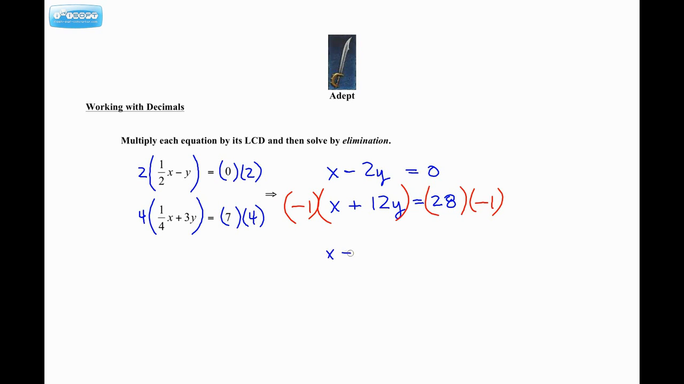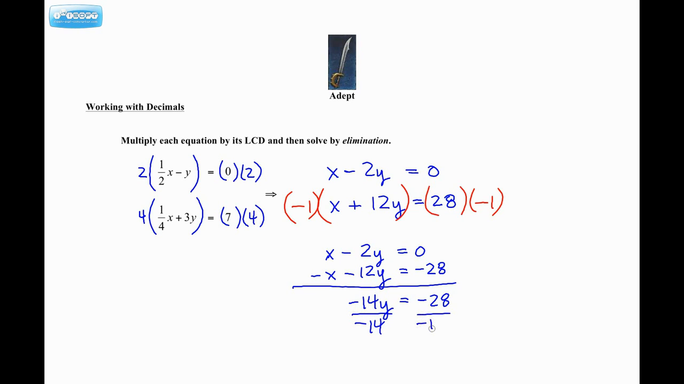So here's equation 1. I'll write it one more time. Why not? And here's equation 2 with all the signs reversed. So that becomes -12y, and that's -28. So now we can add everything together. And I'm going to get, of course, 0 over here. -2 take away 12, so I have -14y. And 0 minus 28, well, that's just -28. So I actually get a nice answer. So dividing both sides by -14, I finish off with y is equal to 2.